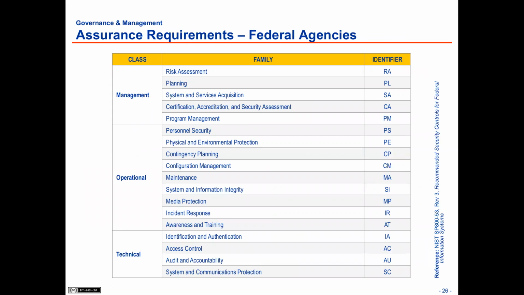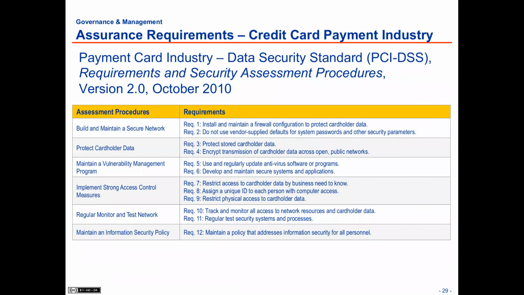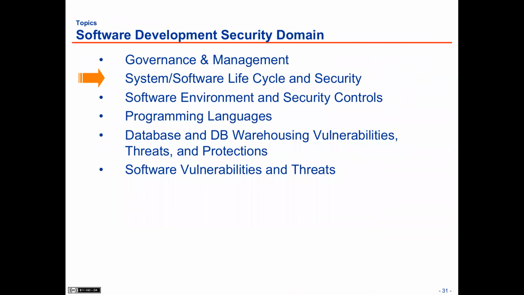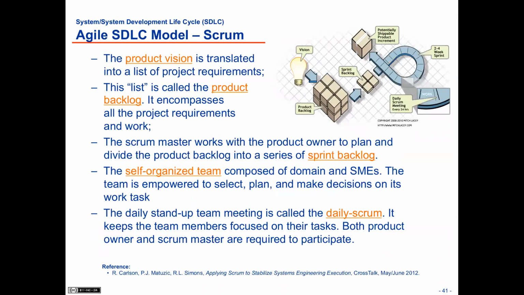These are just controls. We will actually deal with the controls that deal with databases, authentication, identification, stuff like that. But this is a high-level example of controls. And we are going to go to database and warehousing vulnerabilities. So we're just going to jump down.